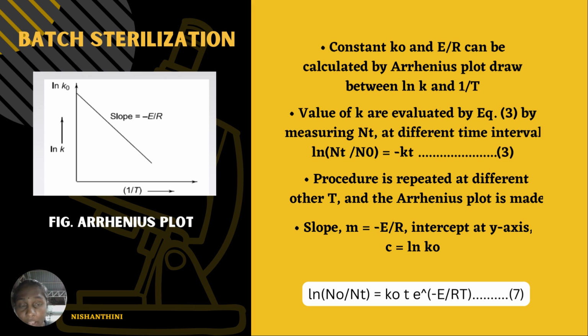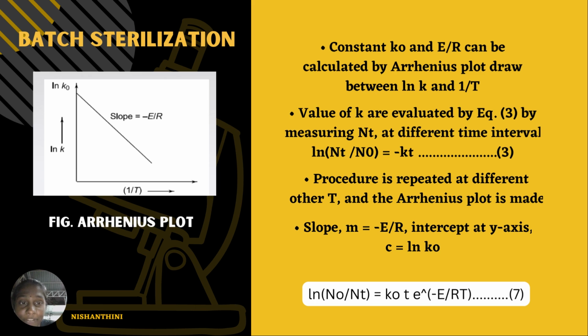The value of k is evaluated by equation 3 by measuring Nt at different time intervals. The equation we get is from the kinetics of thermal death of microorganisms: ln(Nt/N0) = -kt, which is equation number 3.